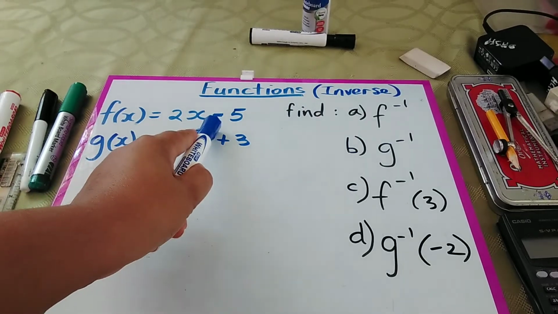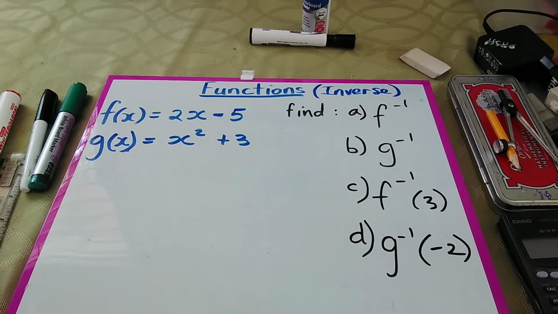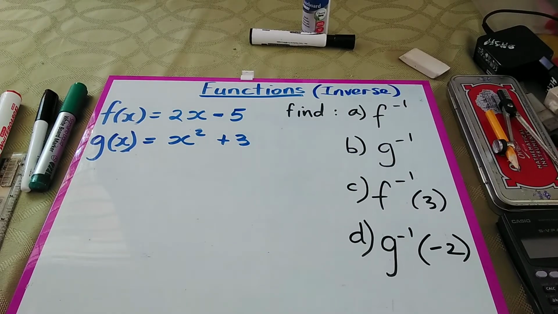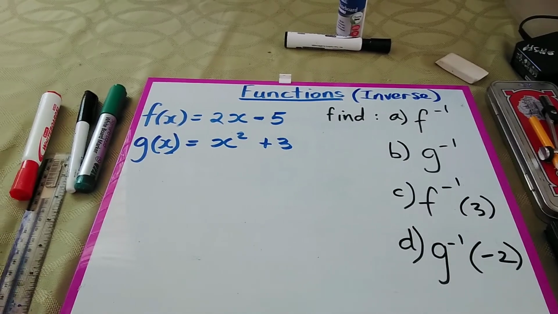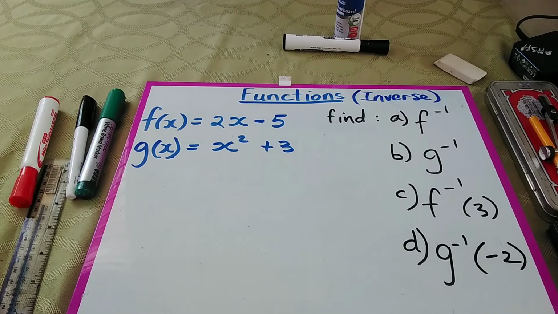And minus 5, instead of subtracting, the opposite of it, you're going to add. So there's a 3-step procedure to doing inverse operation. Let us do the steps.